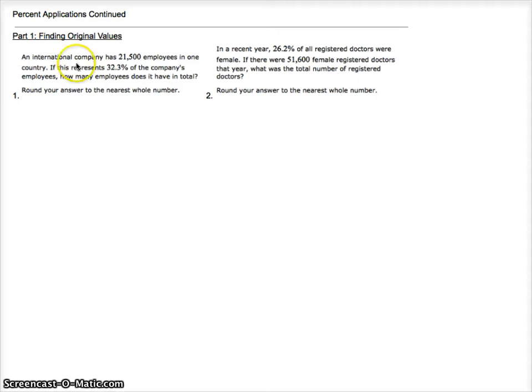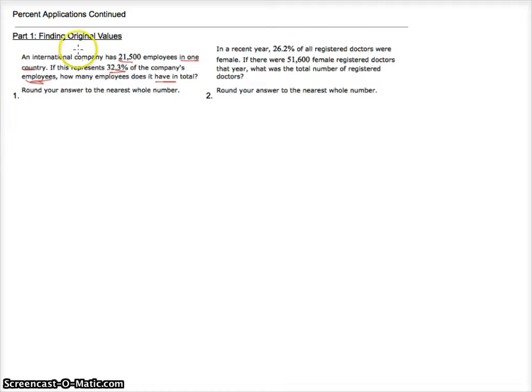In example number 1, it says an international company has 21,500 employees in one country. If this represents 32.3% of the company's employees, how many employees does it have in total? So we have a bunch of good information here. It says how many do we have in total? This is how many it has in one country. And it's this percent of the company's total employees.